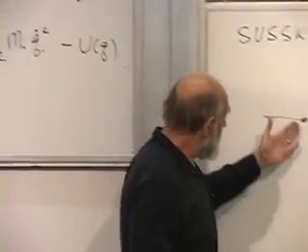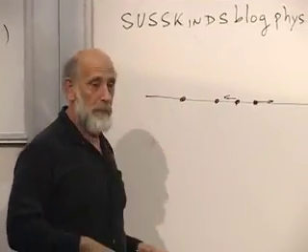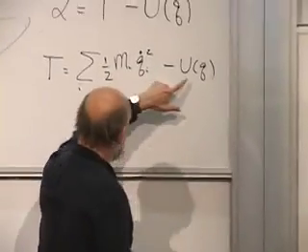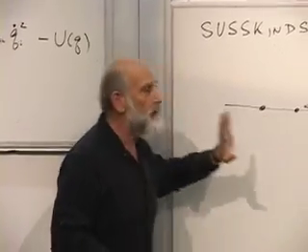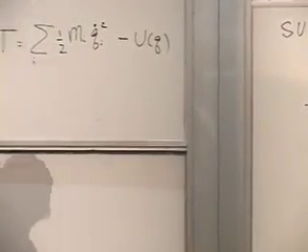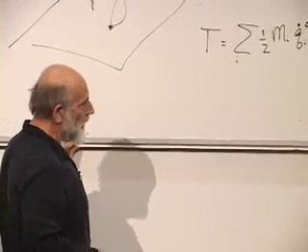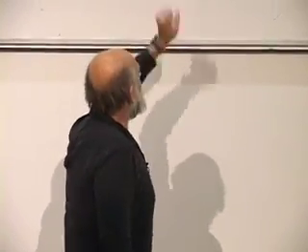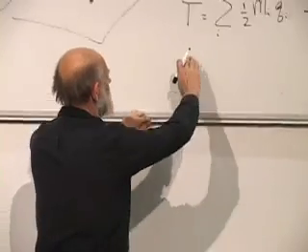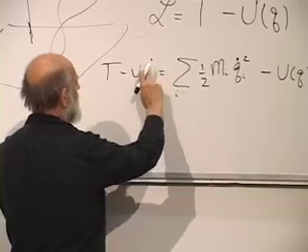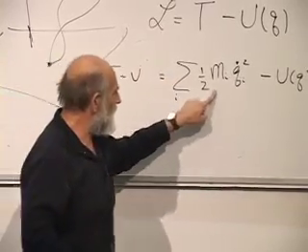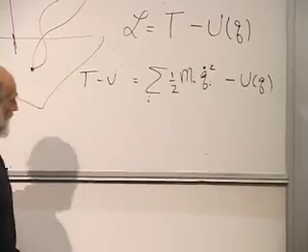For example, there might be forces between pairs of particles. In that case, the U might come from a sum over pairs of particles, but in general, it's just a potential energy which depends on the positions of all the particles. This is a simple example coming from the mechanics of particles. More generally, T could, I'm sorry, I've written something silly here. T minus U is equal to this. T minus U, okay?